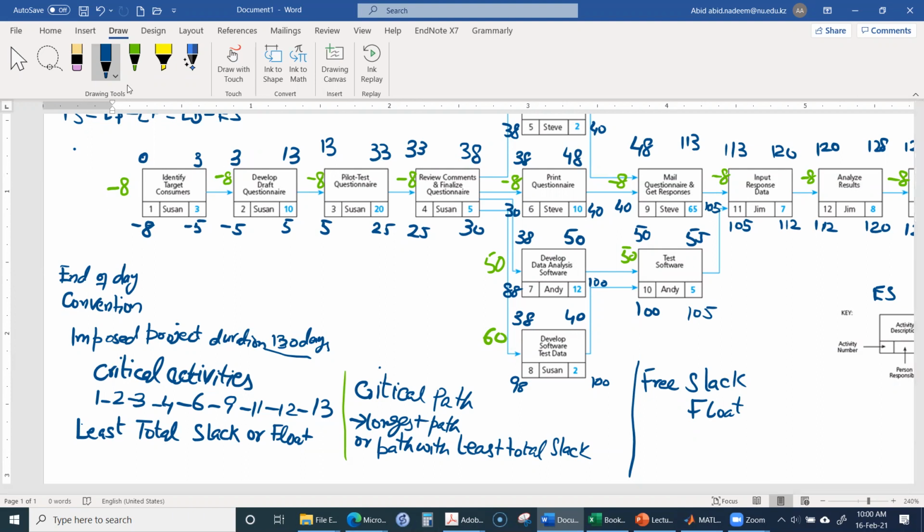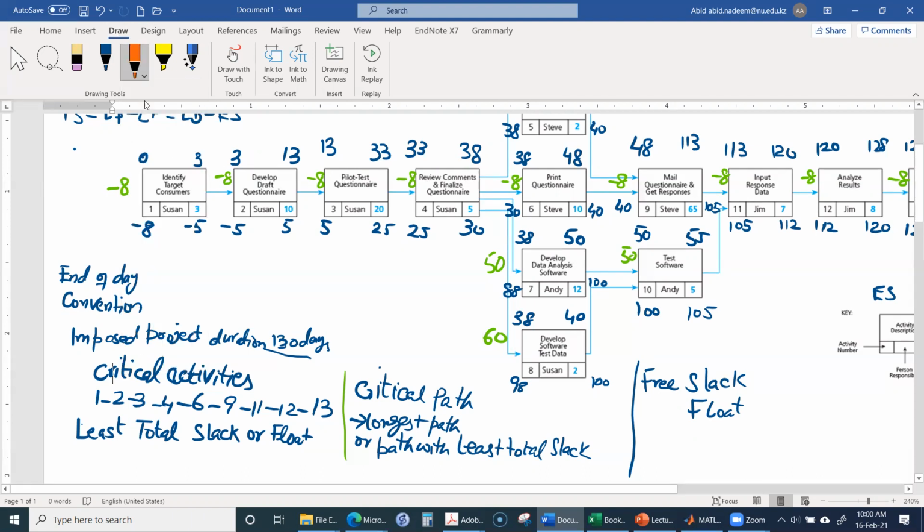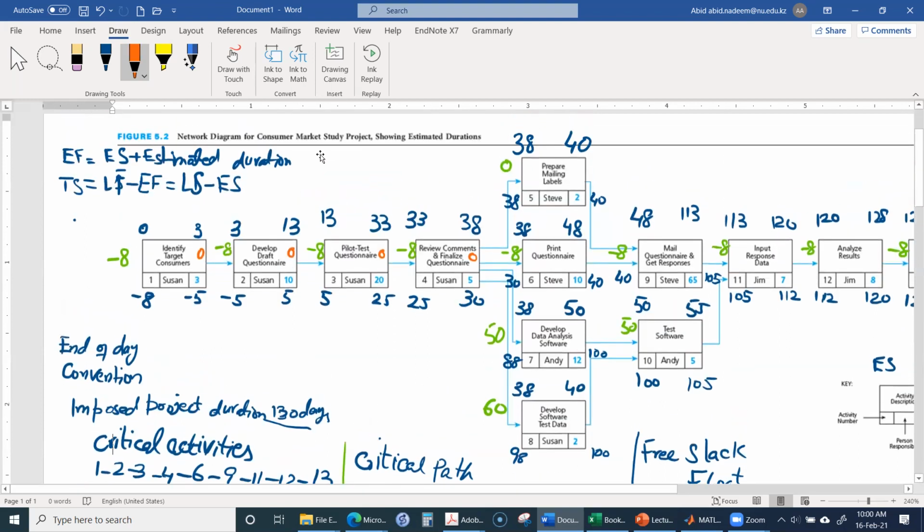Okay. So if I represent this free slack by some other color, this free slack over here will be 0, 0, 0, 0. And what will be the free slack here?